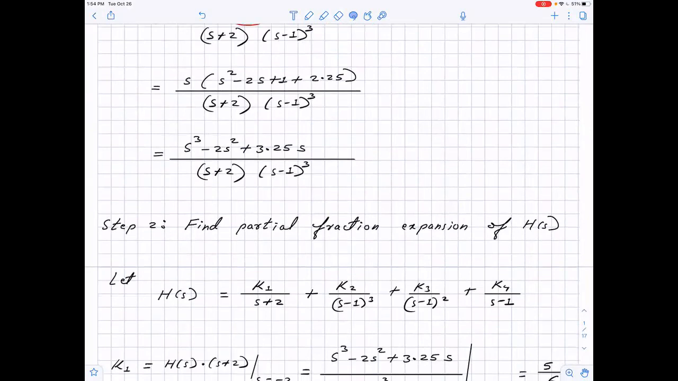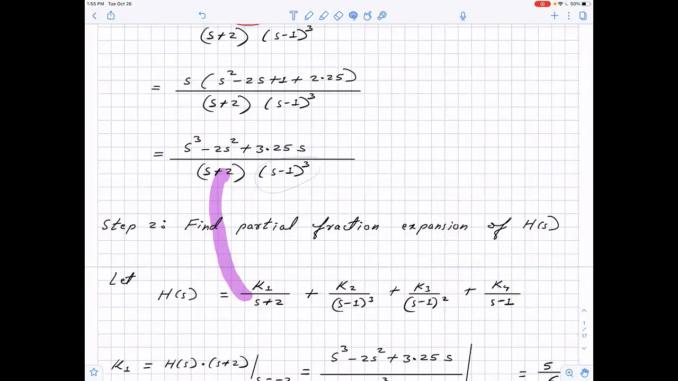So we'll let h of s equal this. We have k1 divided by s plus 2. This is because of this factor s plus 2 in the denominator. And because we have a third order factor in the denominator, we'll have three fractions corresponding to that: one with power as high as the actual power of that factor, which is 3, and then decreasing powers. So we have 3 and then 2 and then 1.